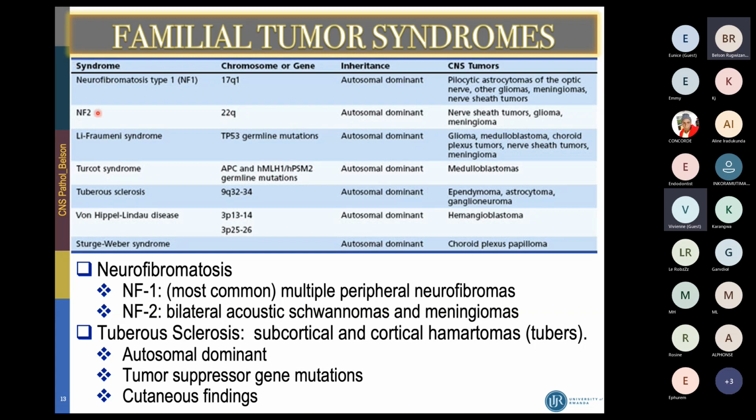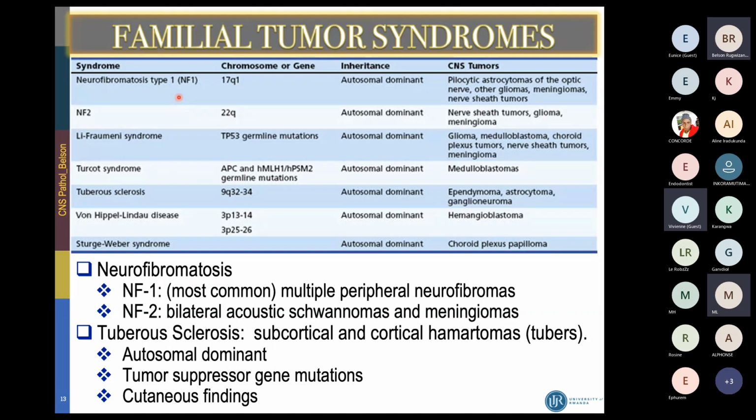So the first one is neurofibromatosis type 1. I remember there was a time I discussed this, I think, I don't remember. Was it for a many syndrome? I don't remember that, but I mentioned this. So neurofibromatosis type 1, there is also type 2, they are similar.